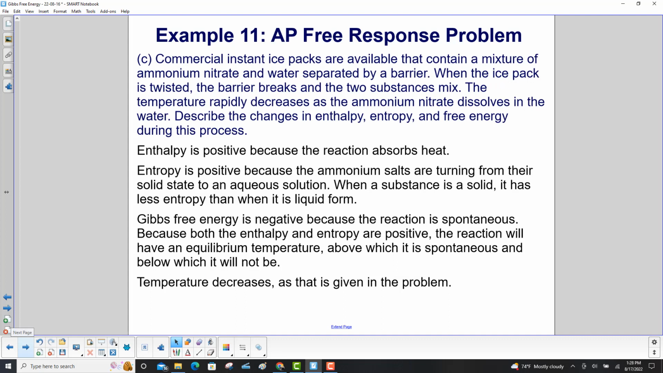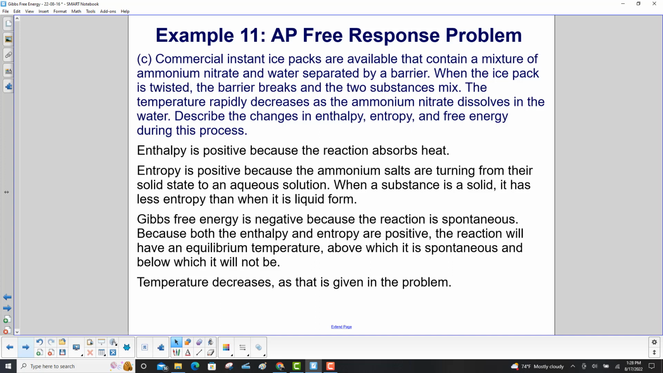And finally, we have these instant ice packs that you twist and they get very cold. Your enthalpy is positive because the reaction absorbs heat. Entropy is positive because the ammonium salts are turning from their solid state to an aqueous solution. When a substance is a solid, it has less entropy than when it is in liquid form.